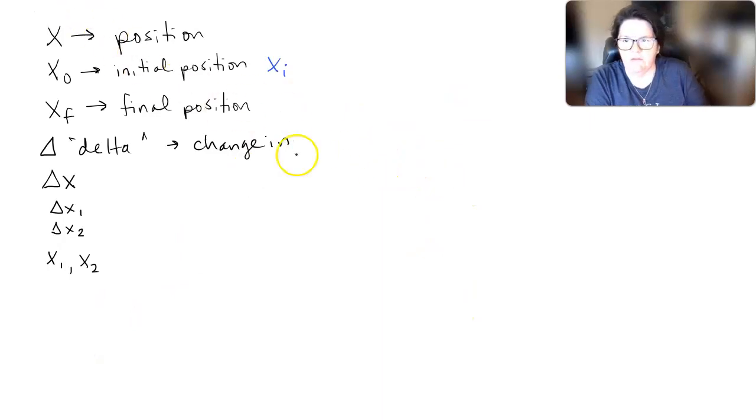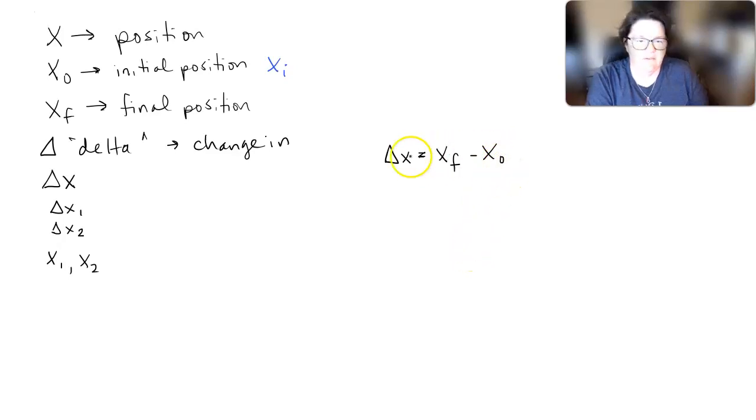The equations that we've learned so far for displacement: we know that displacement, or the change in position, is equal to the final position minus the initial position at time 0. This is one way to find displacement.